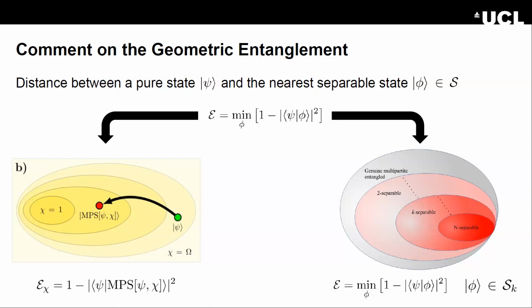Sorry, no, please. Here, with geometric entanglement, you minimize over phi, right? Yes. Phi basically is just some parameter in product states. Phi lets you hit every single state in your fully separable or K separable set. What do you minimize over in this case?